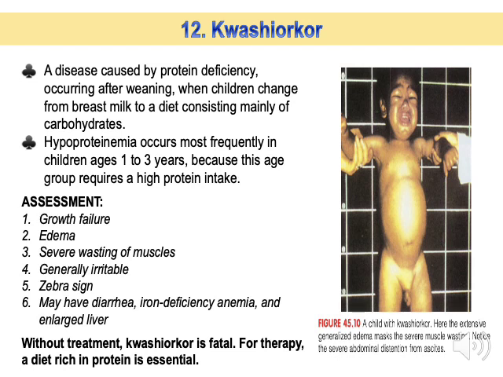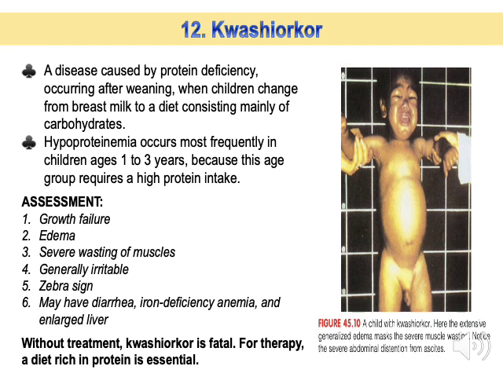Kwashiorkor is a disease or a malnutrition caused by protein deficiency. This usually occurs after weaning the child, when they change from breast milk to a diet consisting mainly of carbohydrates. Hypoproteinemia occurs most frequently in children ages 1 to 3 years old because this age group requires a high protein intake mainly because of growth and development needs.